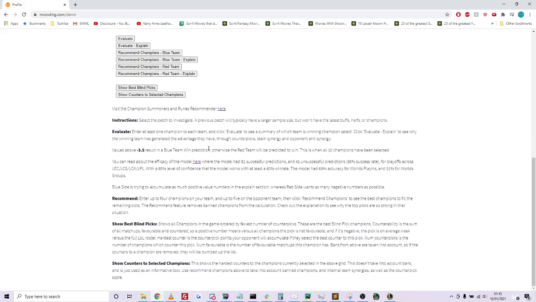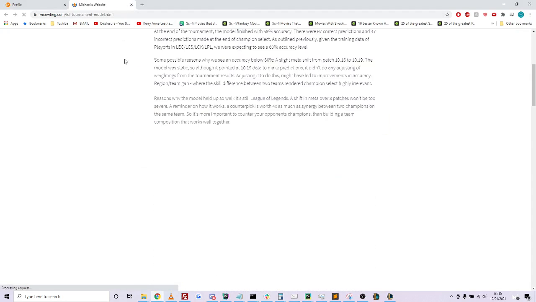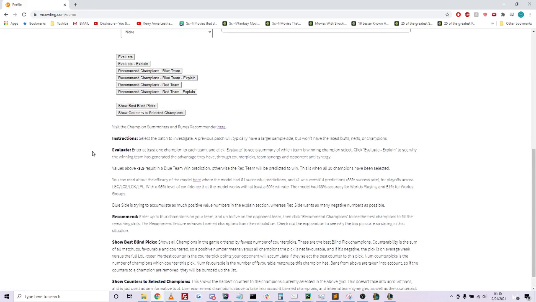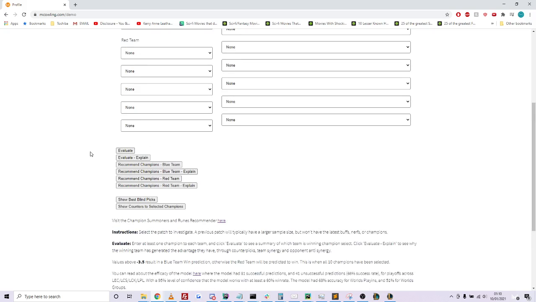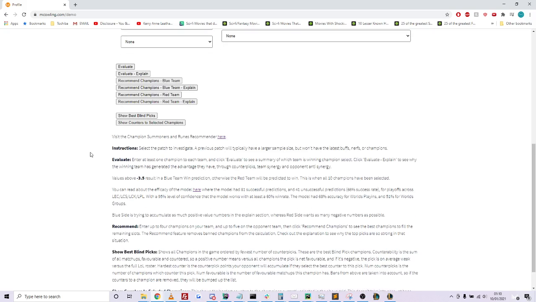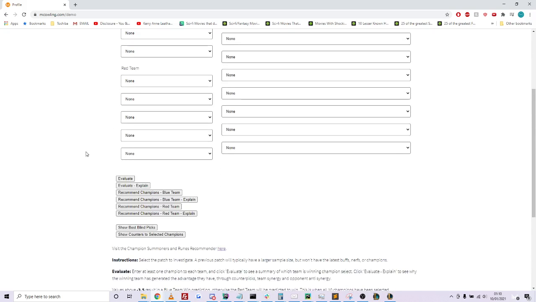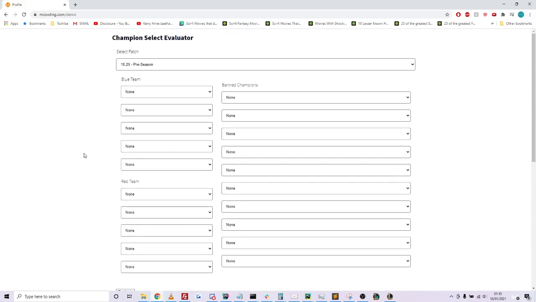So yeah, then if you visit the website and if you want to read about how the model works, there's the instructions and how it works here. It's probably too long to go through in this video, but essentially it was trained off of playoffs data at the end of last season, and then it was tested in the World Championships, where it finished with a 60% success rate at predicting the winner after champion select finished. So pretty happy with that.